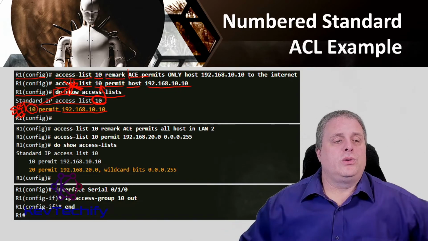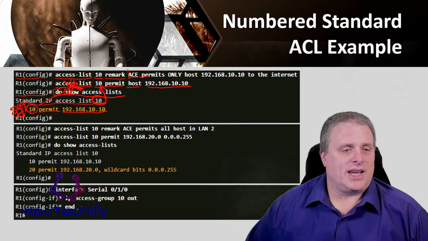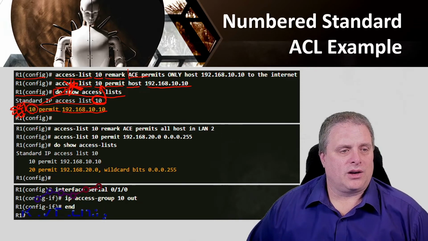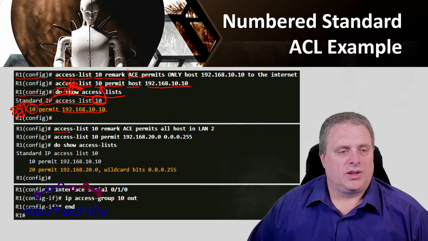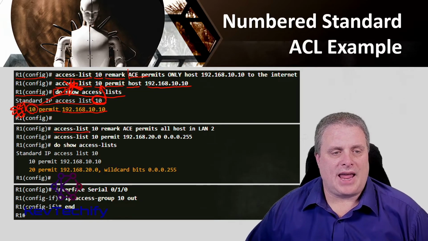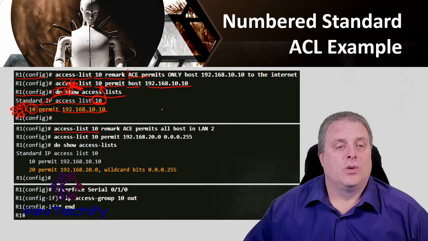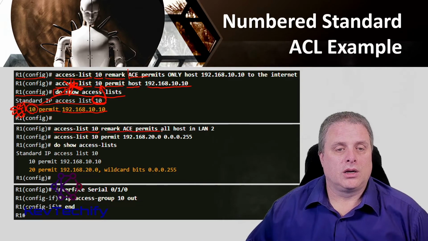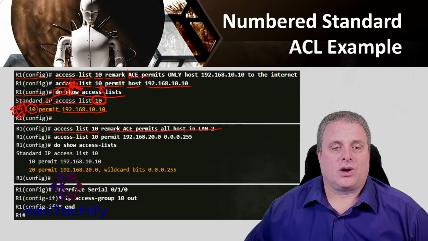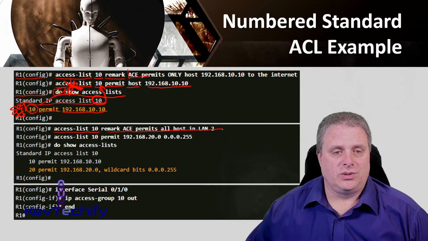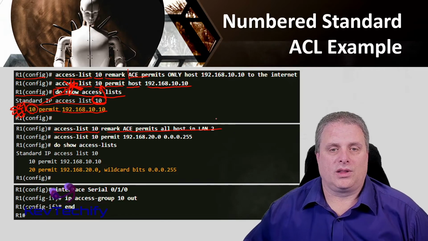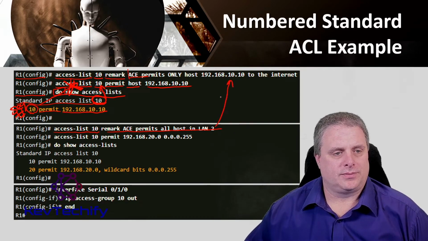What we can do is now, down here in this second example, we can stay in our global configuration mode, start off with access list, and then 10. So we're going to add an access control entry here to access list 10. We're going to create another remark. ACE permits all hosts in LAN 2. So this is now a different network than what we did previously.